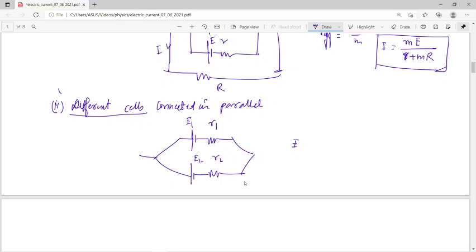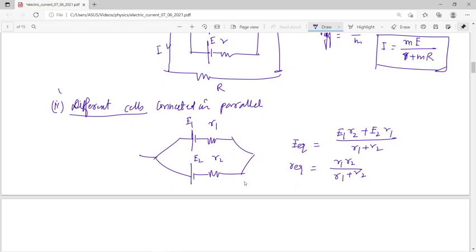then you can find that the equivalent EMF is nothing but (E1 R2 + E2 R1) by (R1 + R2), and of course R equivalent is nothing but R1 R2 by R1 + R2, as in parallel connections. So if we want to find the current, it should be like that.